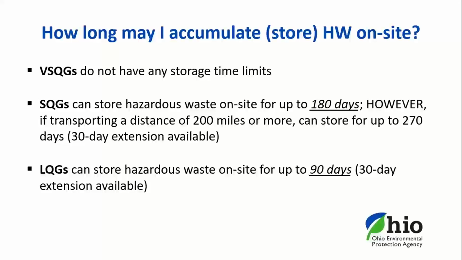SQGs, if you accumulate waste for longer than 180 or 270 days, you need to get a hazardous waste permit. If you encounter unforeseen, temporary, or uncontrollable circumstances in getting your waste shipped off by that deadline, you can request a 30-day extension from the Director of the Ohio EPA by reaching out to your district office.